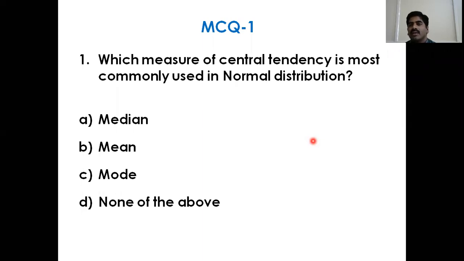I have already given one assignment, that is 99% confidence intervals. This is the question 1. Write your answer on paper and send through WhatsApp. Okay.